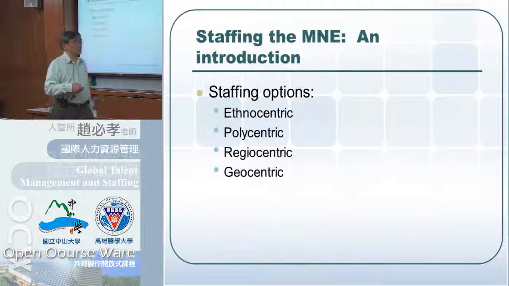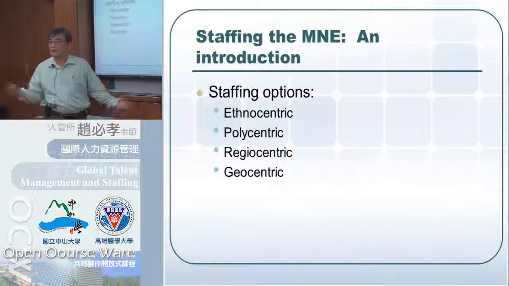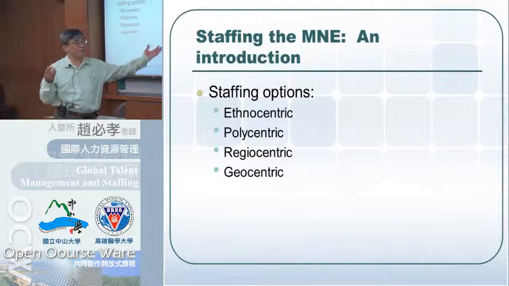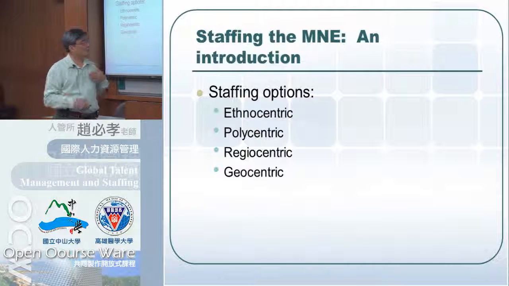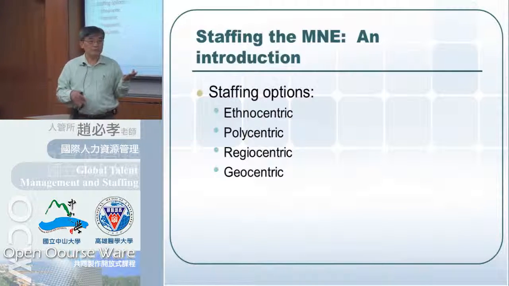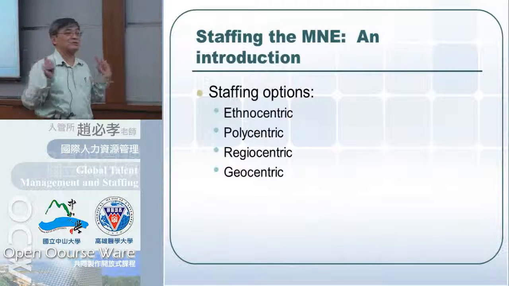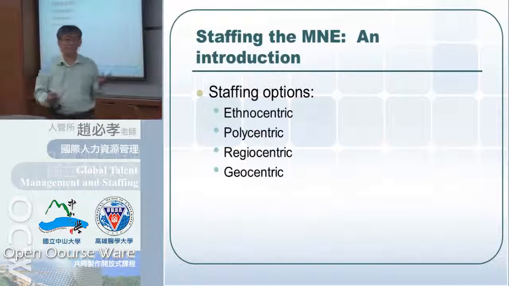Some of you know all this staffing option, right? Ethnocentric, what do you mean? This is a company that hires its international managers from the home country. And polycentric: this is a company that hires local talent to work in every foreign subsidiary. Okay? And regiocentric.